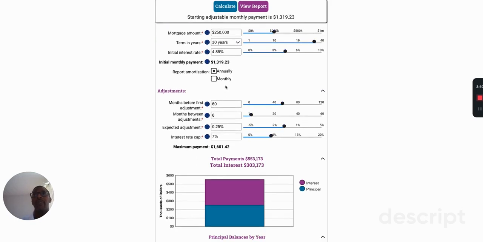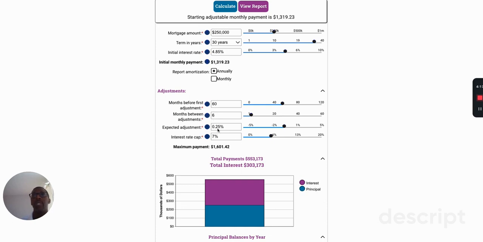So now we factor in adjustments. Let's say you have a 5-1 ARM. So this is 60 months, so this is 5 years, and it adjusts. So this will actually be a 5-6, so it's going to adjust every six months. After the 5 years, it's going to adjust every 6 months.